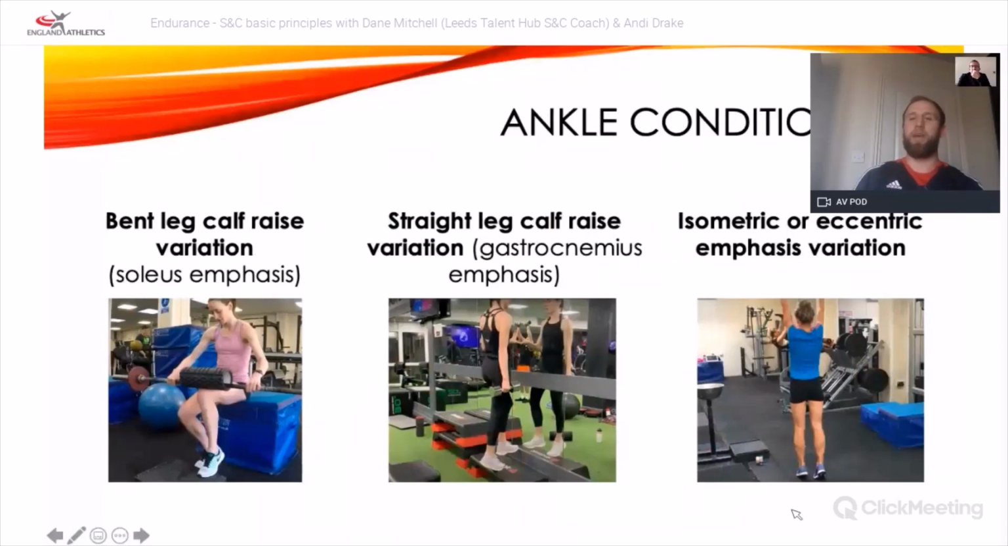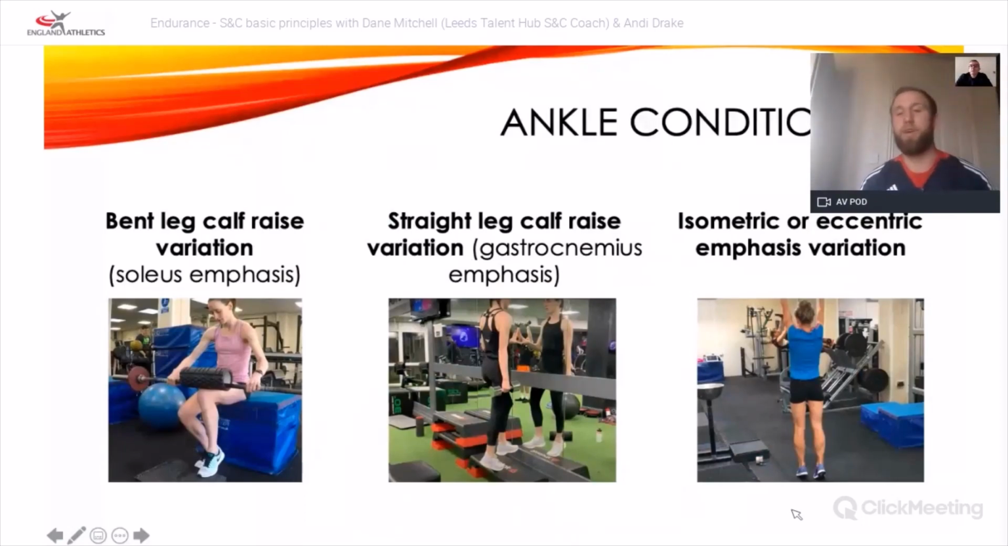Okay, typically in most people, when you hit the ground, your hips are over your foot. You've got about 30 to 40 degrees of knee bend, so you've got contribution from both the gastroc and the soleus. Okay, so that's important to note.